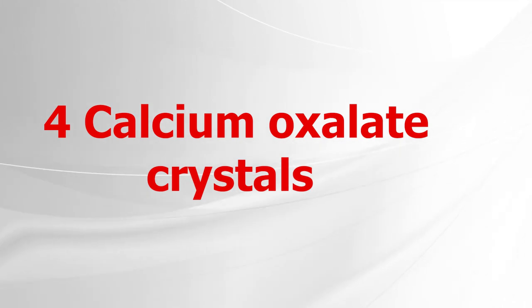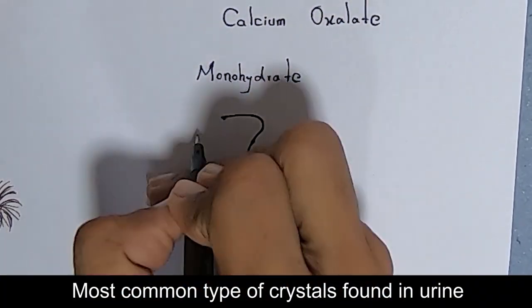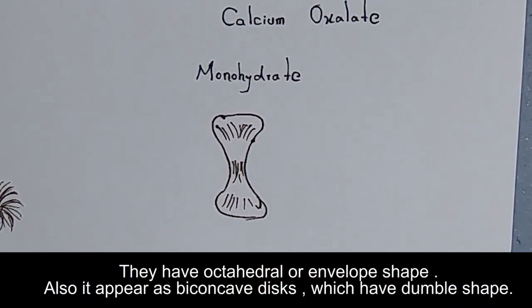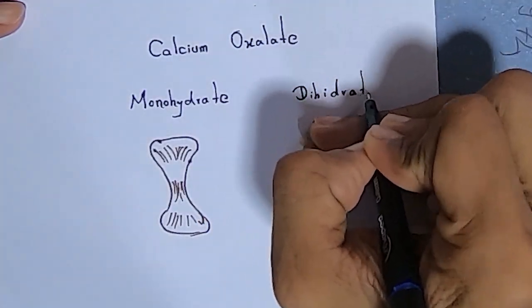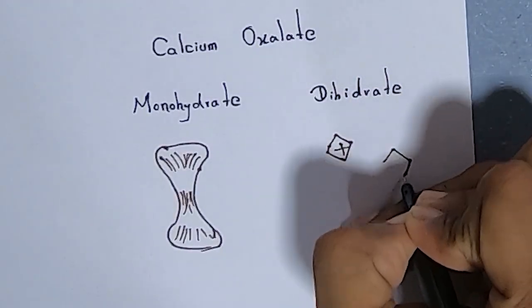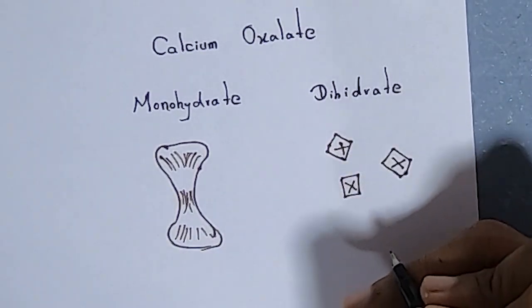Calcium oxalate crystals. This is the most common type of crystals found in urine. They have an octahedral or envelope shape. Also, they appear as biconcave discs which have a dumbbell shape. Envelope shaped crystals are called calcium oxalate dihydrate crystals and dumbbell shaped crystals are called calcium oxalate monohydrate crystals.